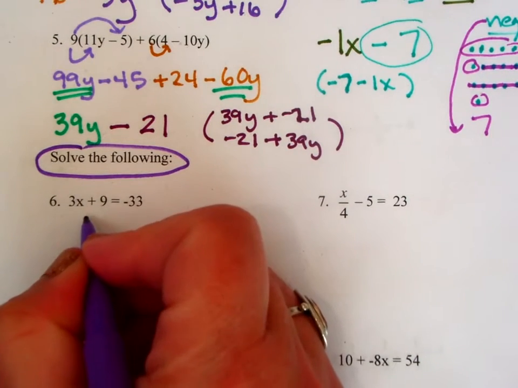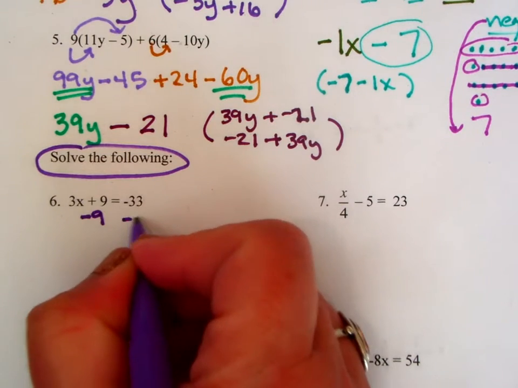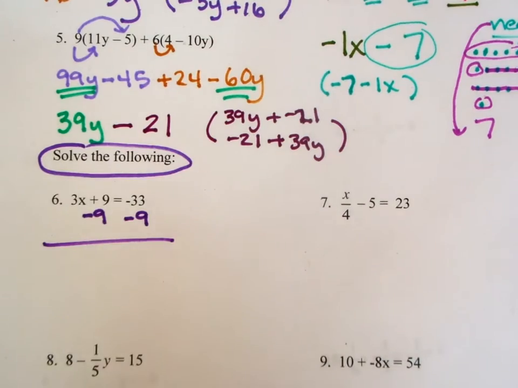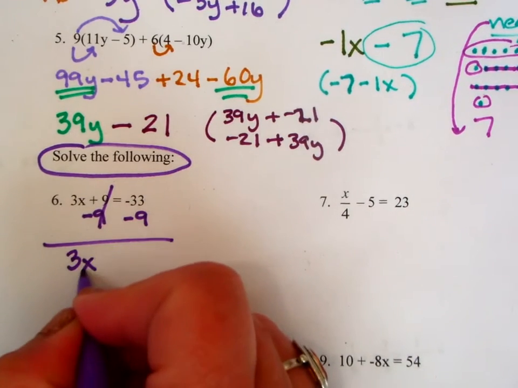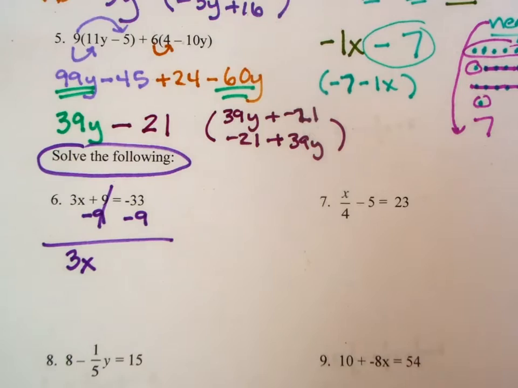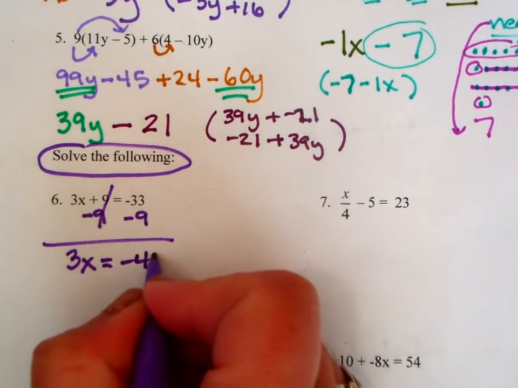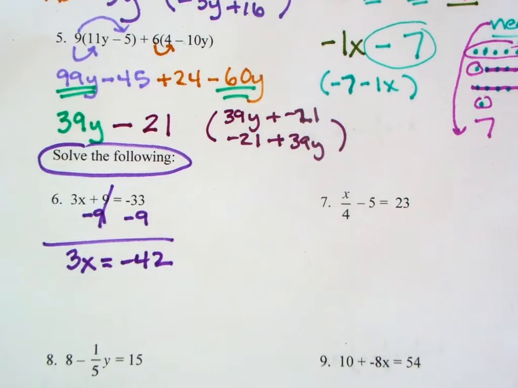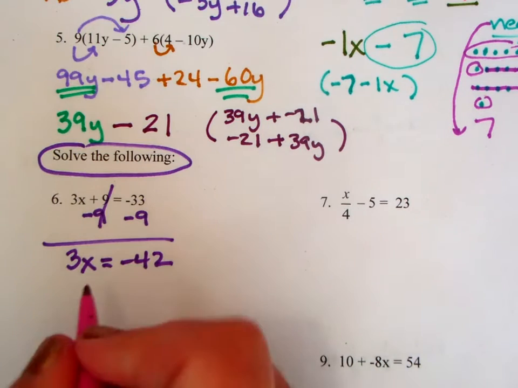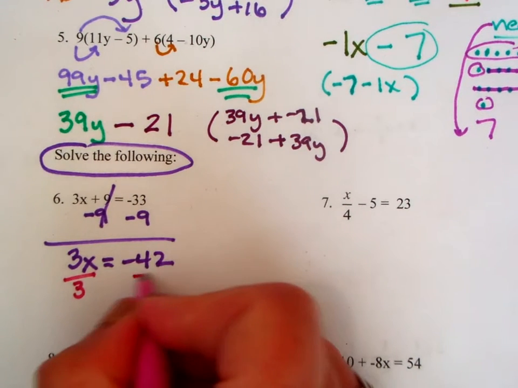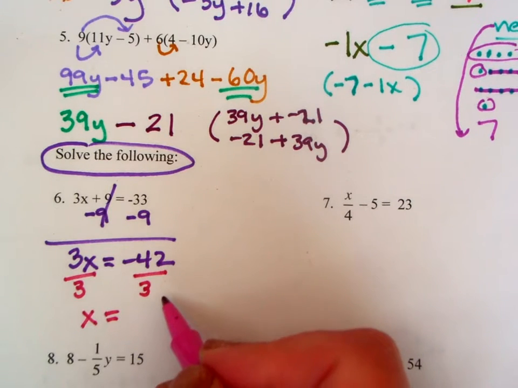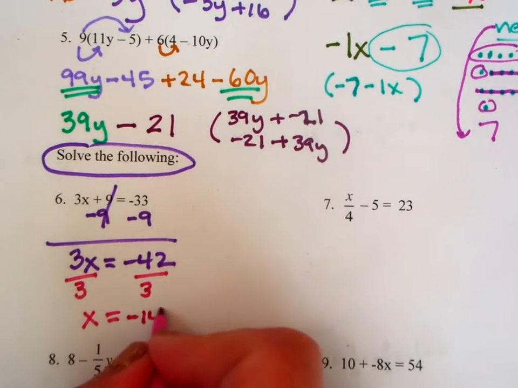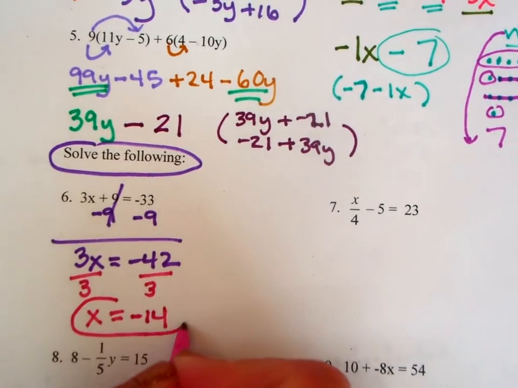So here, this was a plus. To get rid of it and keep everything balanced, I'm going to subtract 9. 9 minus 9 is 0, so over here I'll have 3x. Negative 33 minus 9 equals negative 42. Okay, and my second step, I'm going to divide both sides by 3, and I will get x equals, now, negative 42 divided by 3 is negative 14. And there's your answer.